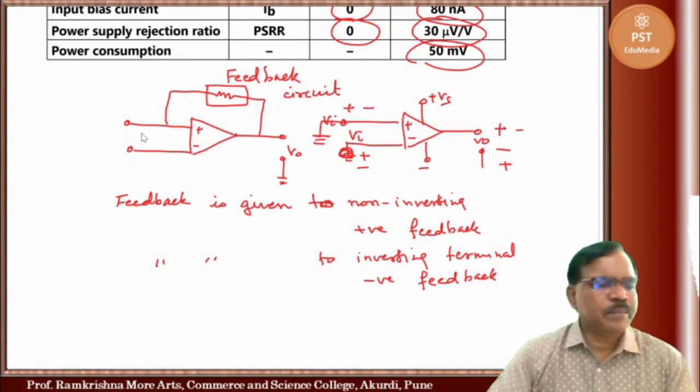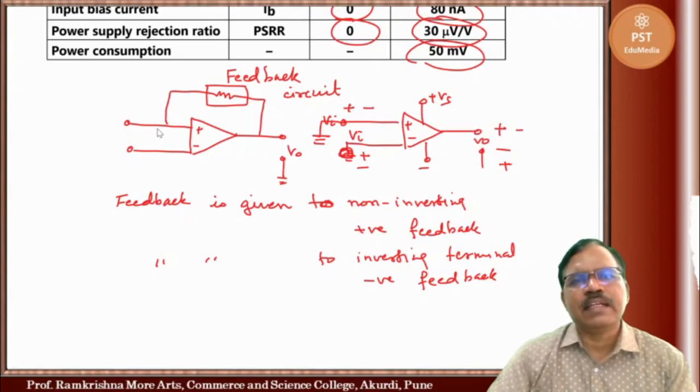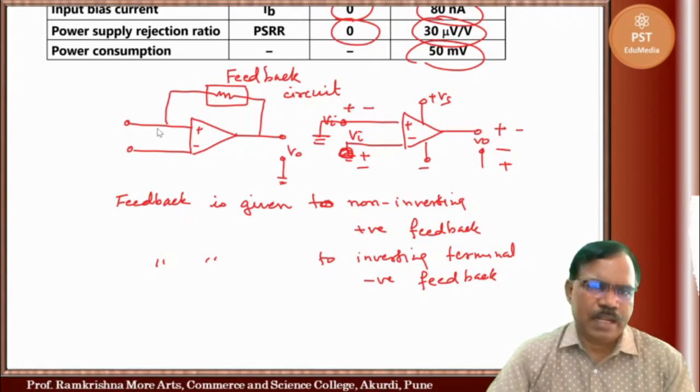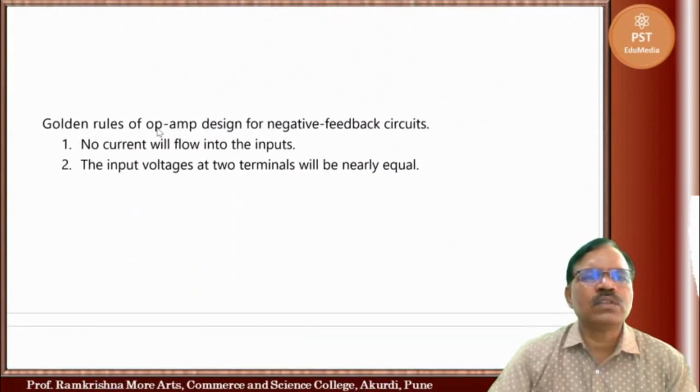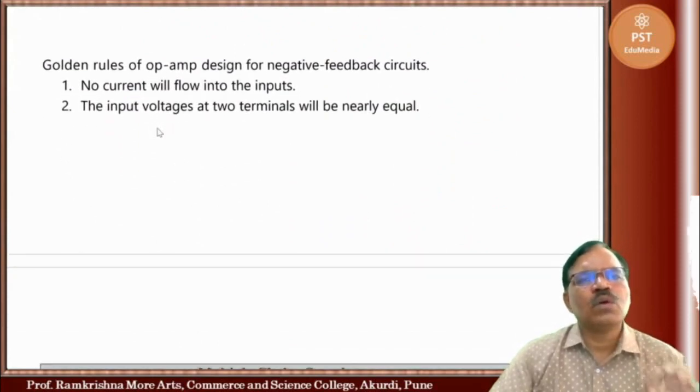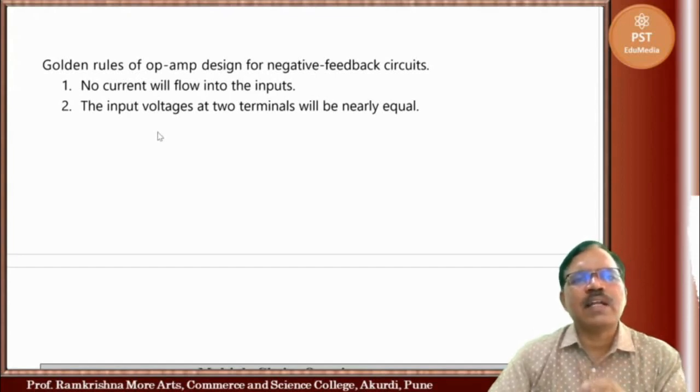Now generally when we use operational amplifier in the circuit, we use negative feedback. And there are two golden rules for negative feedback. So what are those golden rules? No current will flow into the inputs. The input voltages at two terminals will be nearly equal.